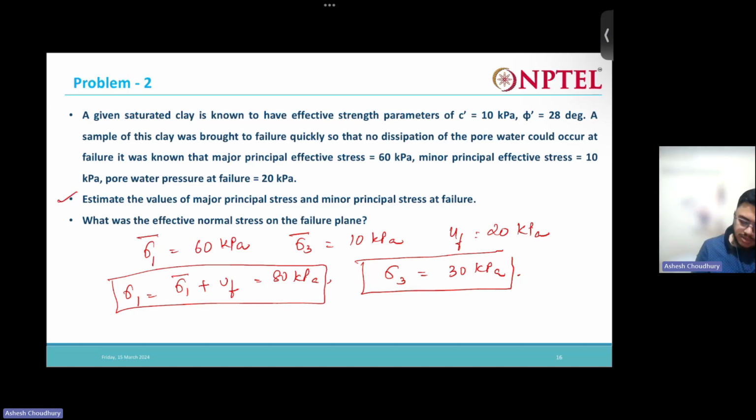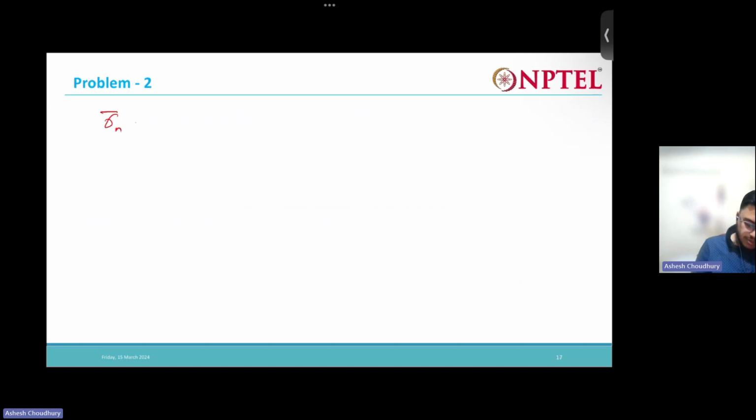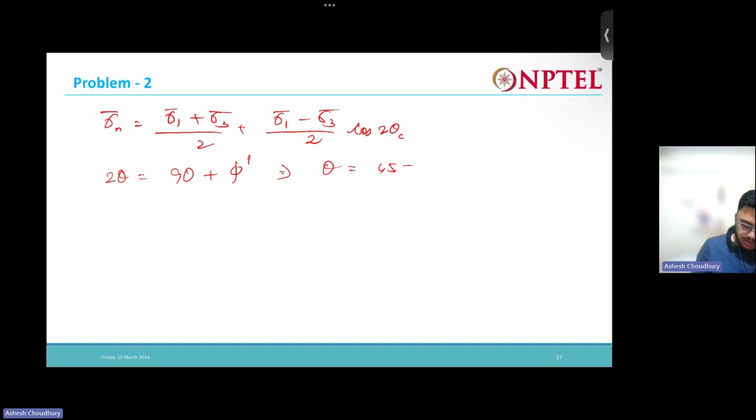To find the effective normal stress, we will use this relation. You might have studied all these relations in your soil mechanics course, right? So theta is equal to 45 plus phi by 2, which is 45 plus 14, that is 59 degrees, the inclination of the failure plane with the major principal plane.